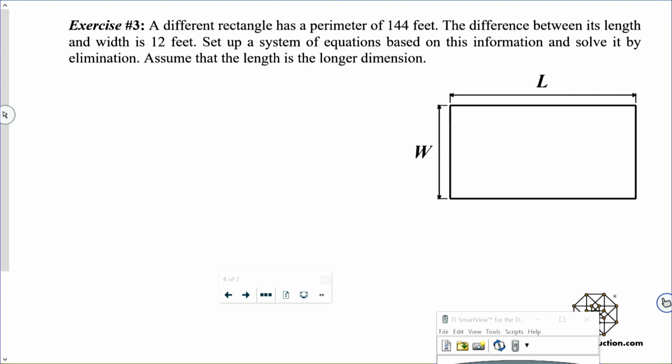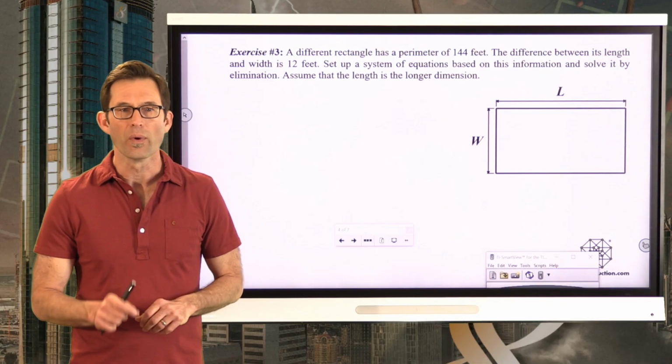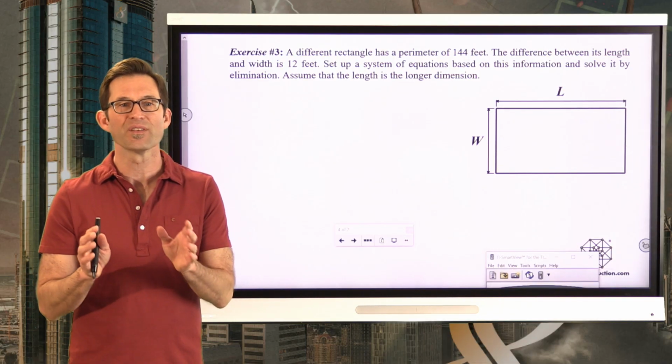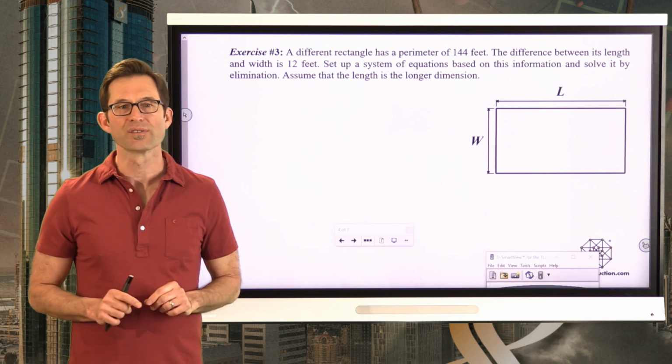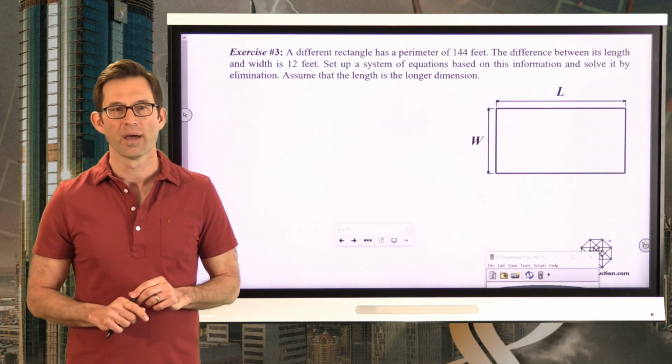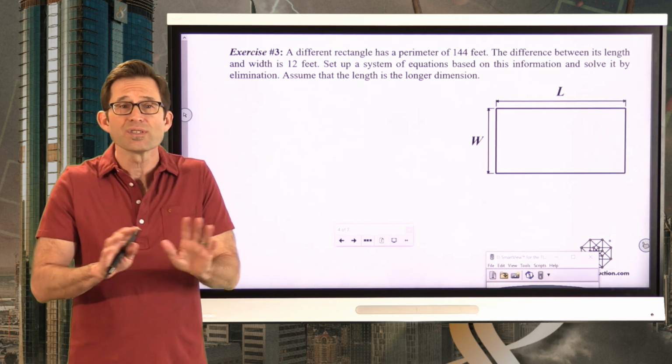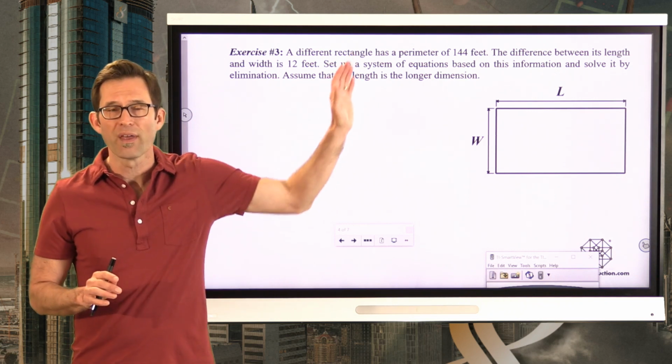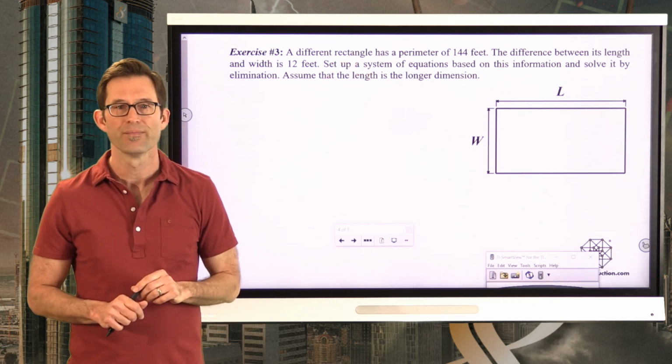A different rectangle has a perimeter of 144 feet. The difference between its length and width is 12 feet. Set up a system of equations based on this information and solve it by elimination. Assume that the length is the longer dimension. All right, the first thing I'd like you to do is pause the video and set up the system. Then we'll talk about the system, and then we'll have you solve it by elimination. But pause the video first and just simply try to model what they've told us using a system.